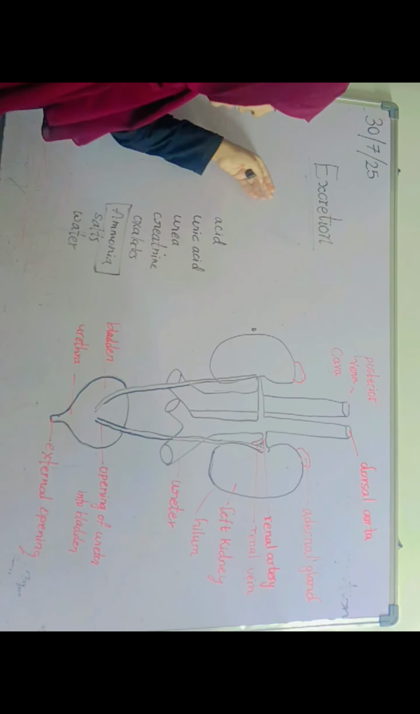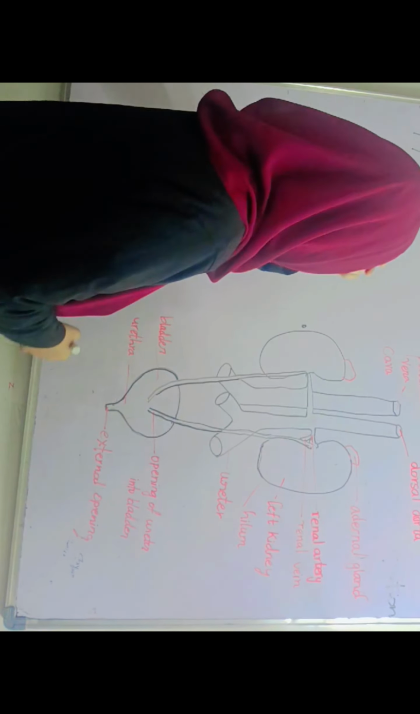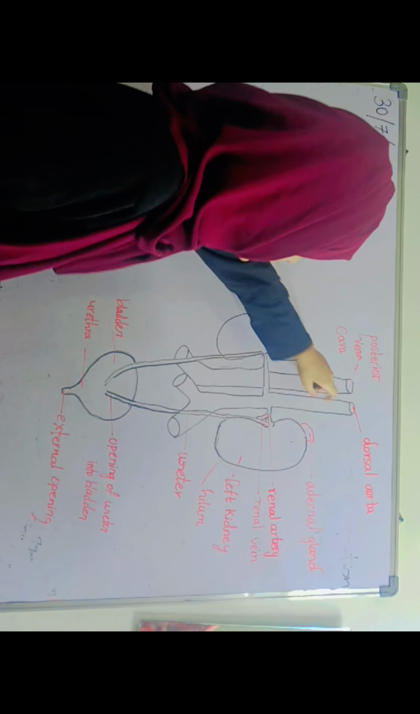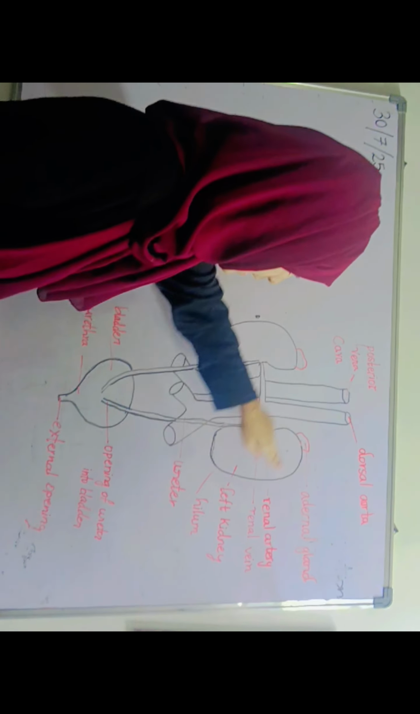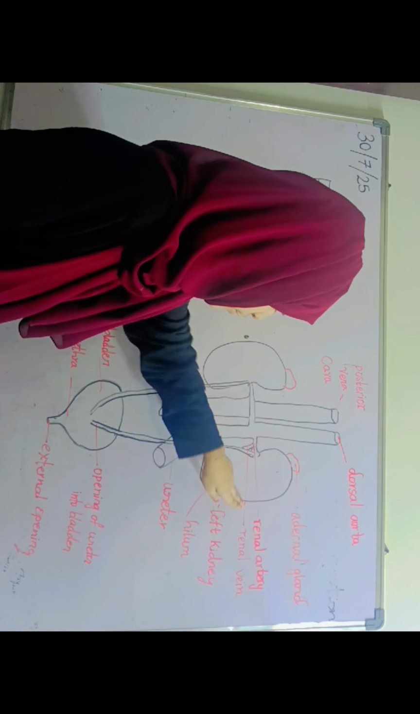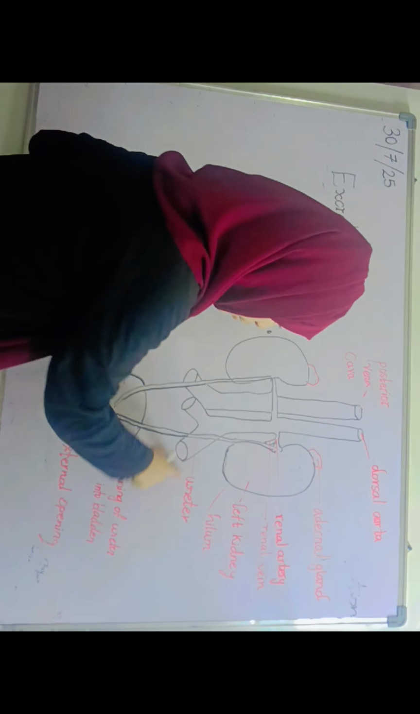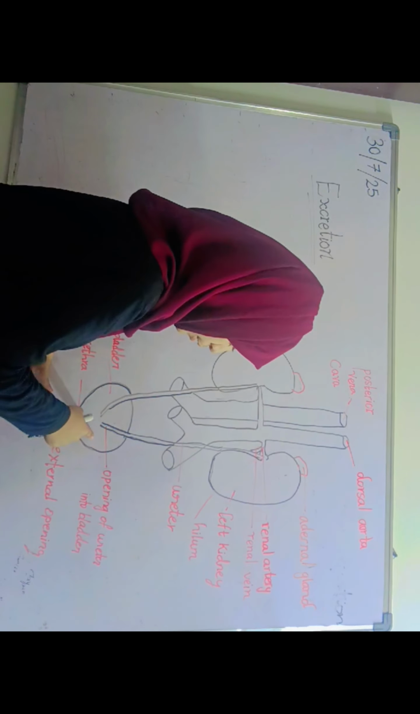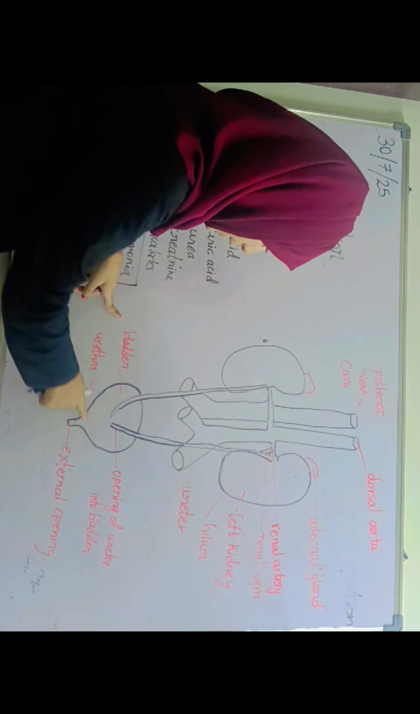So how is this waste product formed? We will see in our excretory system. So this is dorsal aorta, posterior vena cava, adrenal gland, renal artery, renal vein. This is left kidney. This is hilum, ureters, opening of ureter into bladder. This is external opening, bladder and urethra.